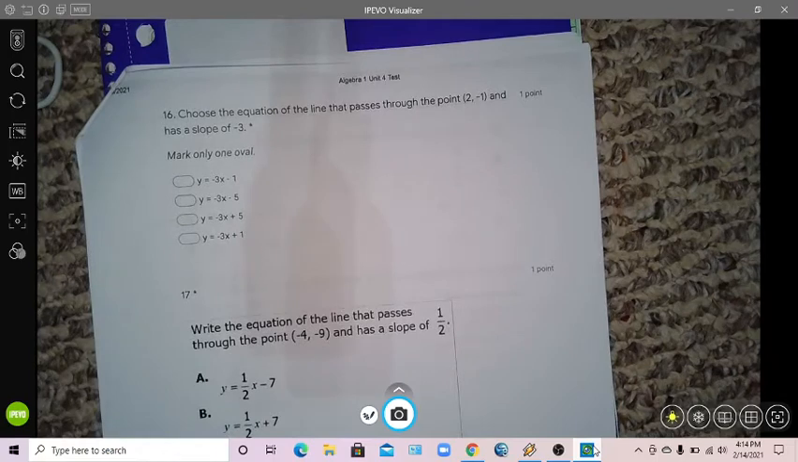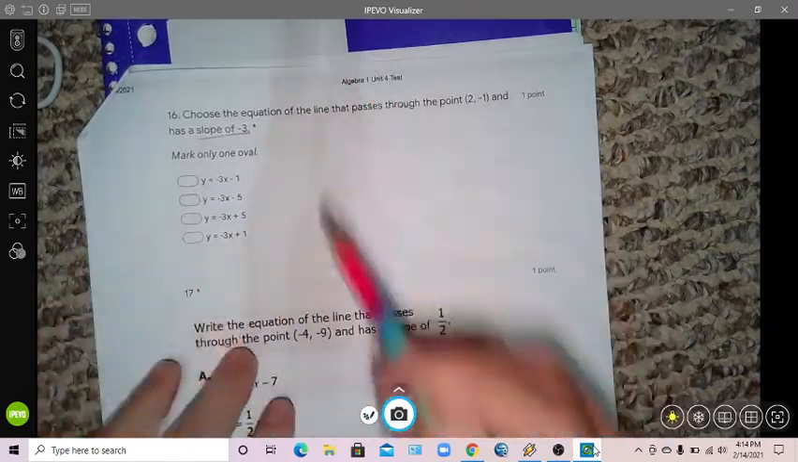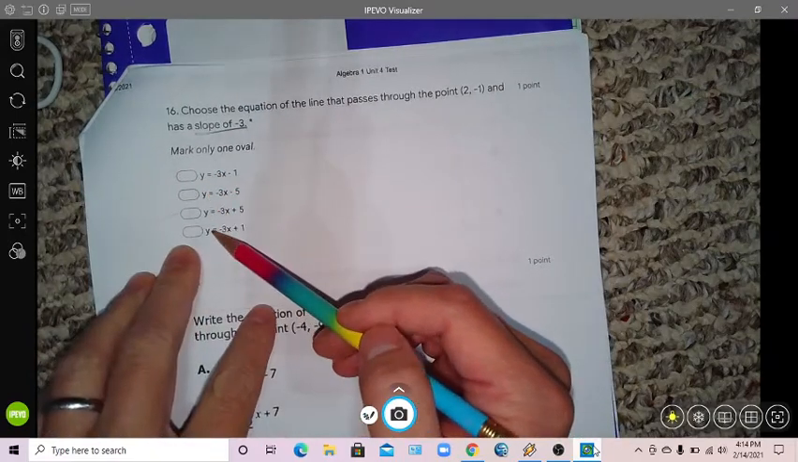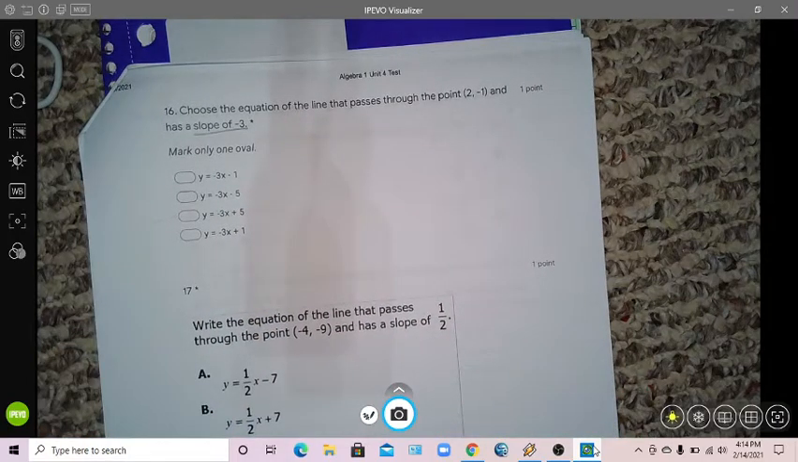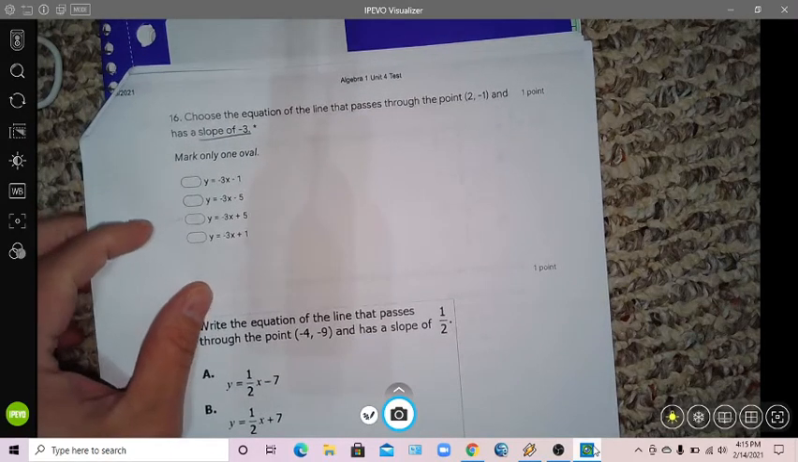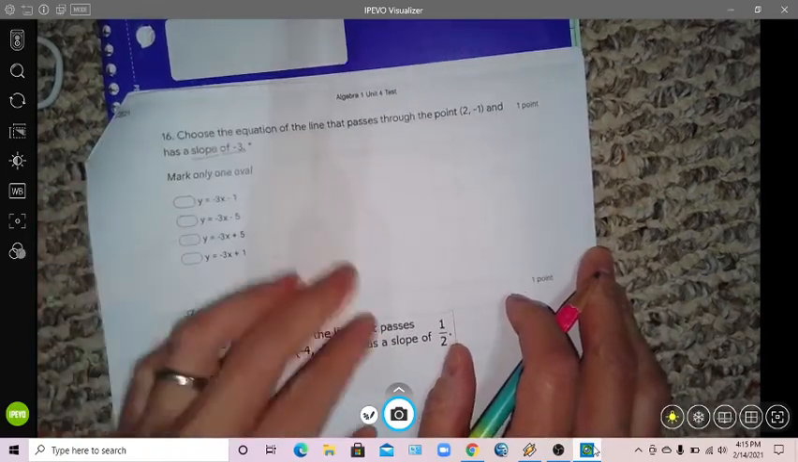Alright, number 16. Choose the equation of the line that passes through 2, -1, and has a slope of -3. Okay, so the slope is -3. Let's look at these equations. Y equals mx plus b. Oh, well, they all have a slope of -3. So we can't eliminate anything there. Okay, so let's go ahead and put it into y equals mx plus b, and let's find the b.